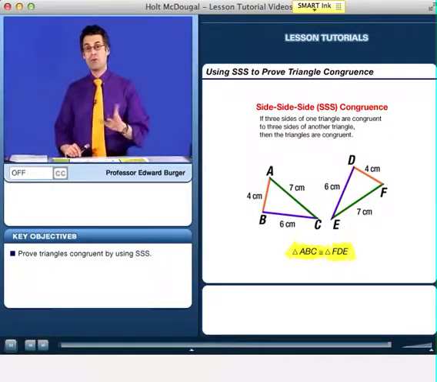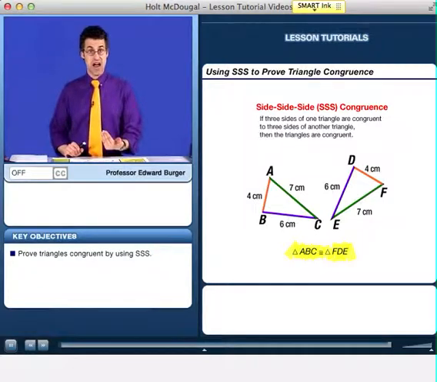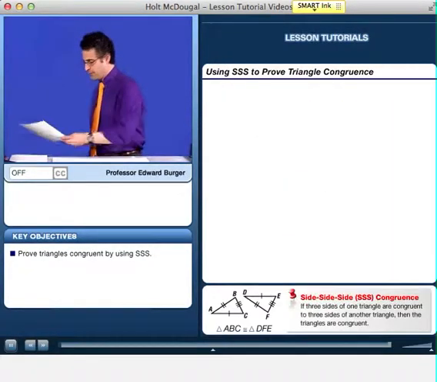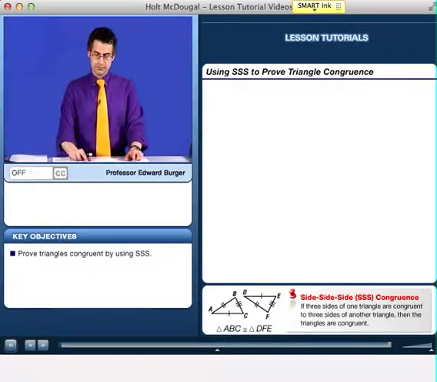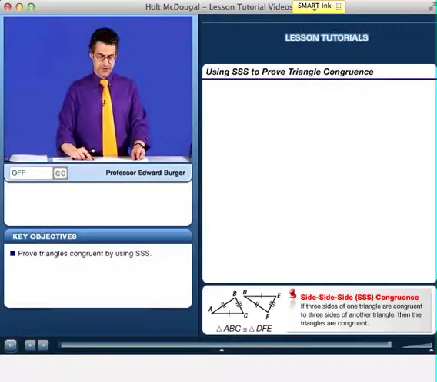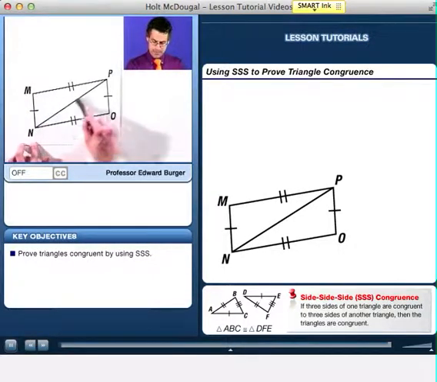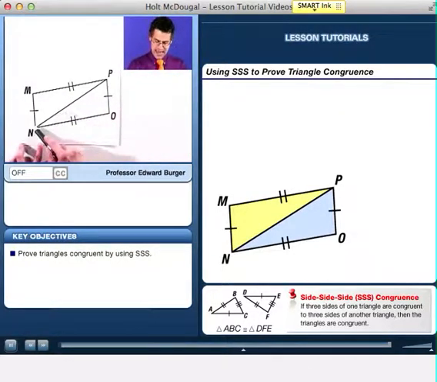It's a very powerful way of showing two triangles are congruent when you have a lot of information about their sides. Neat. Let's take a look at an example. And let's see if we can justify that triangle MNP is congruent to triangle OPN.